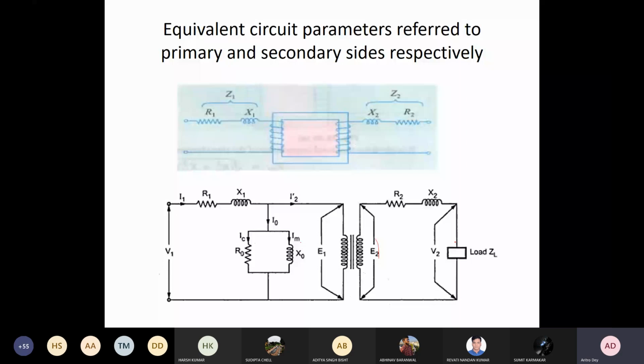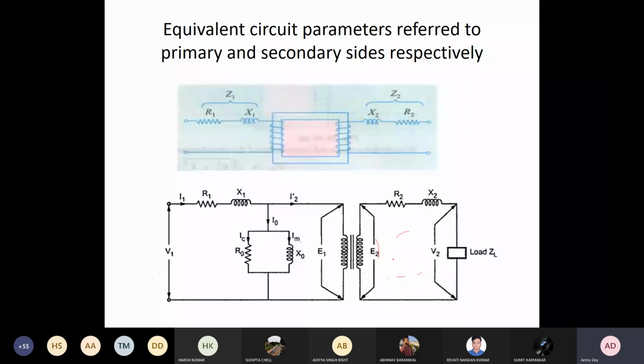Sorry, V2 plus this. If you apply your KVL here, you can find out, and in the same way, V1 minus this minus E1 is equal to 0. So V1 minus this is actually your E1, so V1 is equal to E1 plus this. And here also, E2 minus this is equal to your V2, so it is equal to V2 plus this.